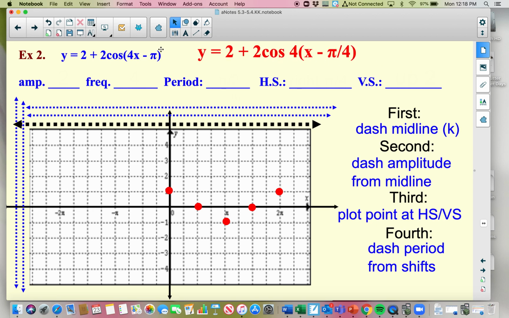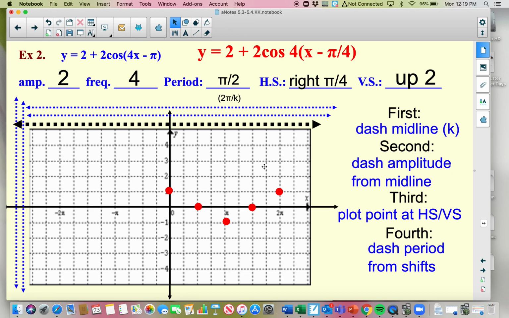Okay, first thing I did was factor out the 4, just to factor out the k, the frequency. Again, optional step, but I prefer to do that so I can see that horizontal shift easier. So 2, the number in front of the cosine, is my amplitude. Frequency, the number in front of x, is my k. Period is 2 pi divided by frequency, so 2 pi divided by 4 is 1/2 pi. Horizontal shift to the right pi over 4, and the vertical shift is up 2. Hopefully you can find those pieces okay.